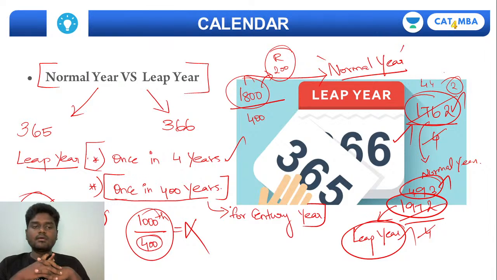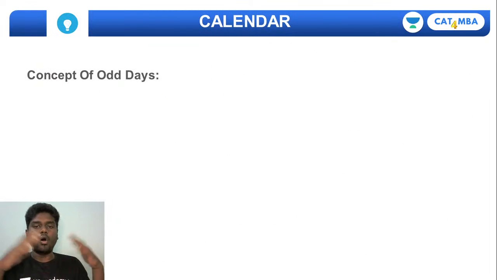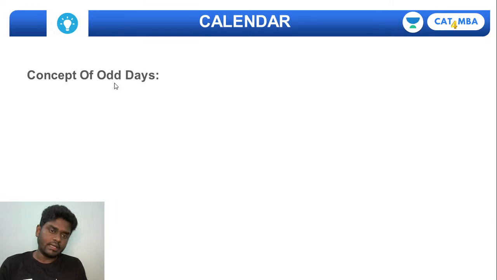I hope you guys have got this actually. So if you're really clear with the concept of a normal year and a leap year, then let me quickly take you to the next important concept of odd days. So what does this odd days ultimately mean?